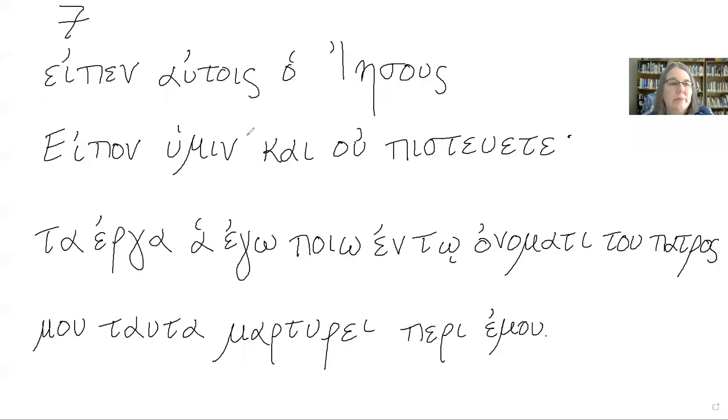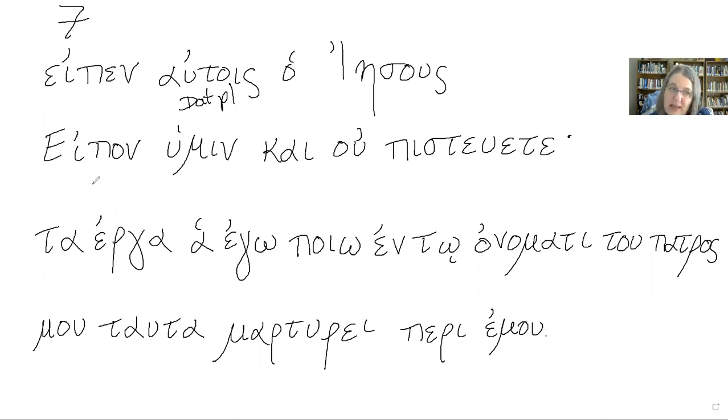Okay, so let's look at sentence 7. We have eipen autois ho Iesous. Again, we parsed eipen in the last sentence, so I'm not going to do that again. But we have here a dative plural. So we get the subject, Jesus said to them.